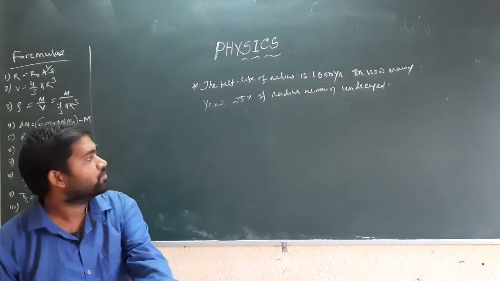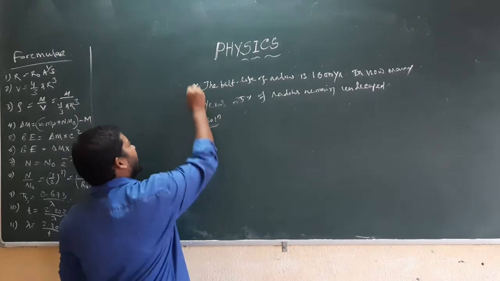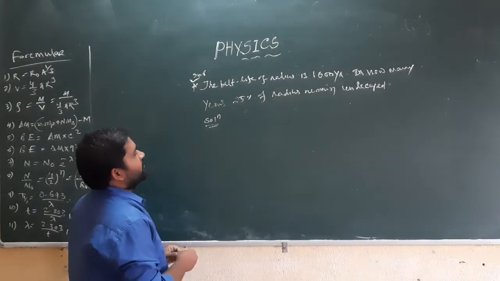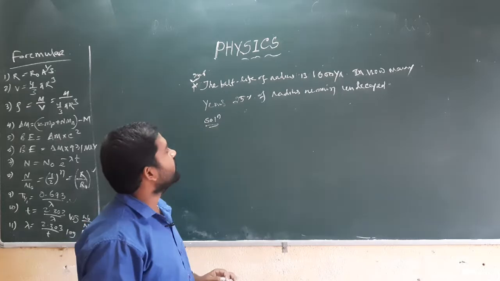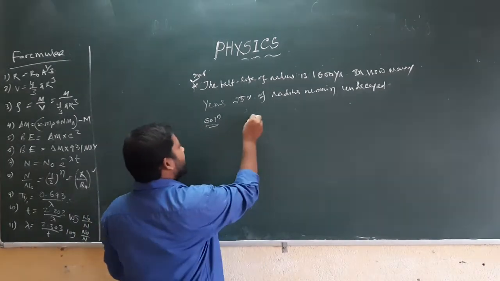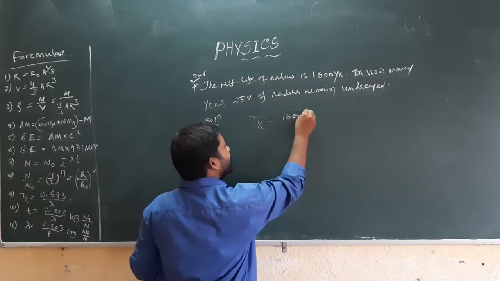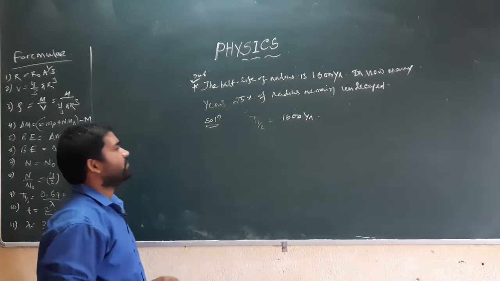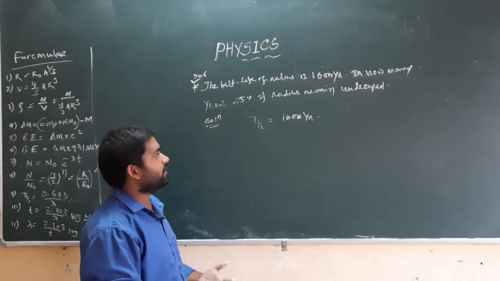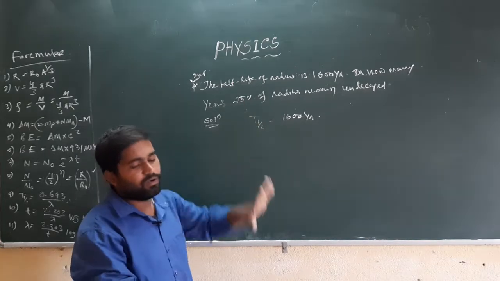First, what is the given data? This is a very important problem for your board examination. Here, what is the given value? Given the half life of the radium, T half equals 1600 years. And we have to calculate in how many years 25% of the radium remains undecayed.